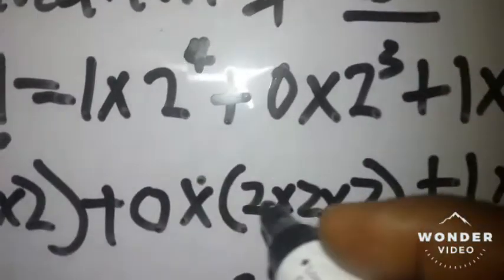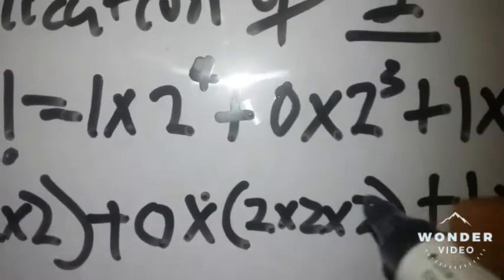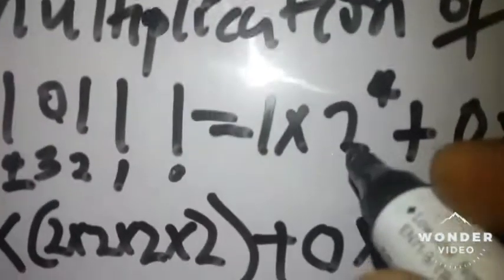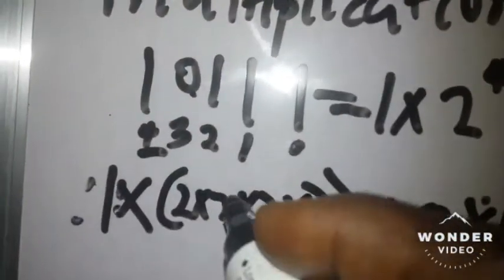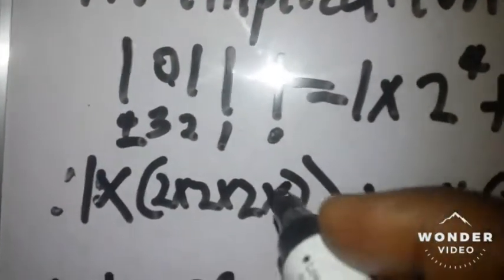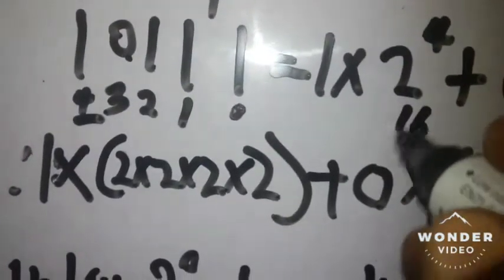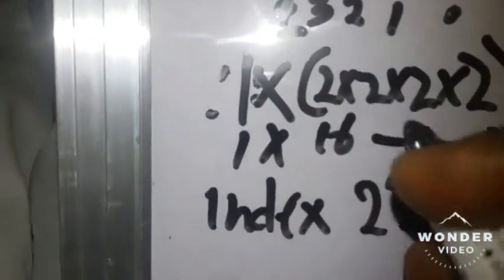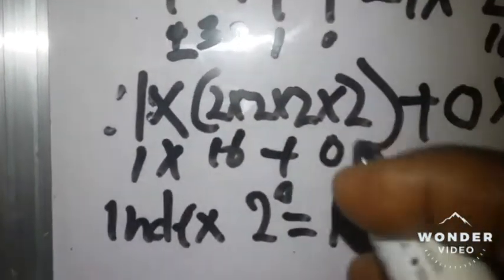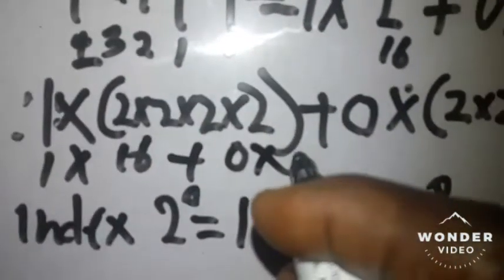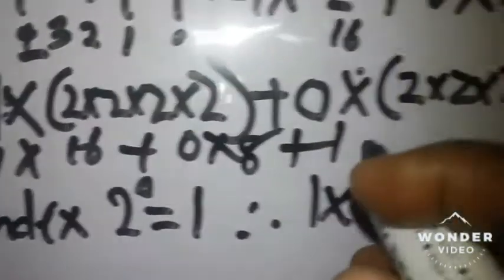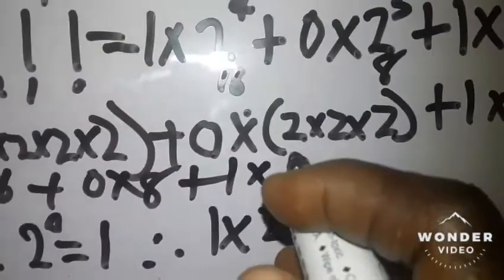This place we have 2 times 2, that's 4. 4 times 2 is 8. Here we have 2 times 2, that's 4. 4 times 2 is 8. 8 times 2, that's 16. So we now have, let me explain, 1 times 16 plus 0 times 8 plus 1 times 4.